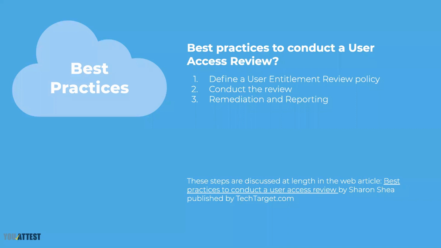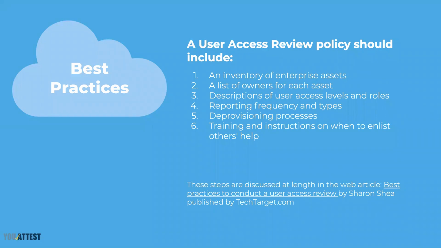The best practices to conduct a user access review are the 3 steps: define a user access review policy, conduct the review, and then do the remediation reporting. Very straightforward, not a difficult concept. Now, the complexities are kind of when you take it to the next level. So next slide, please. All right.